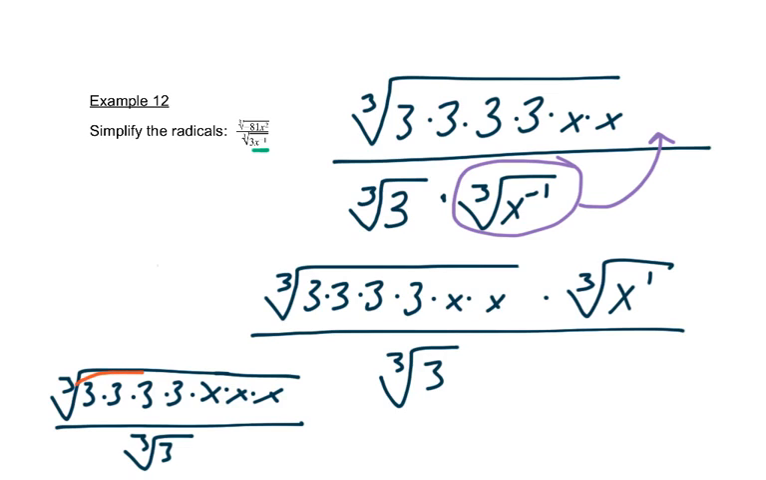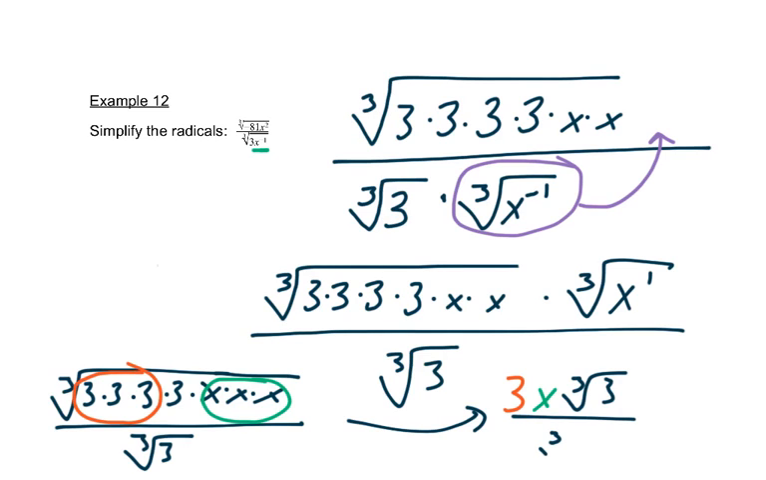So now let's look for groups of 3. Here's a group of 3, and here's a group of 3. So that 3 will come out in front, and the x will come out in front. And that leaves a cube root of 3 inside and a cube root of 3 on the bottom. Now, because that is exactly the same on the top and the bottom, they cancel each other out, and we're just left with 3x.